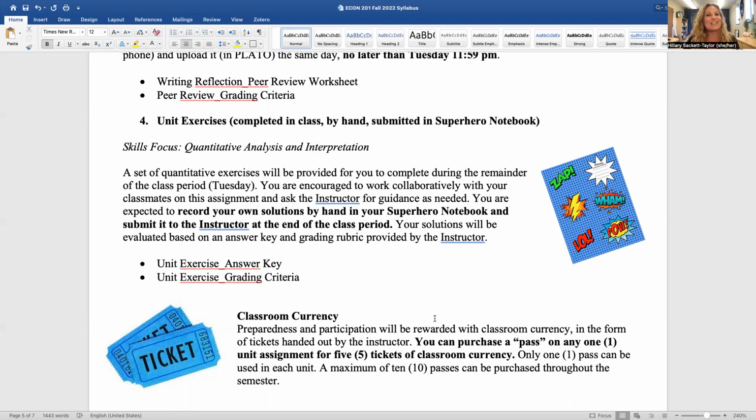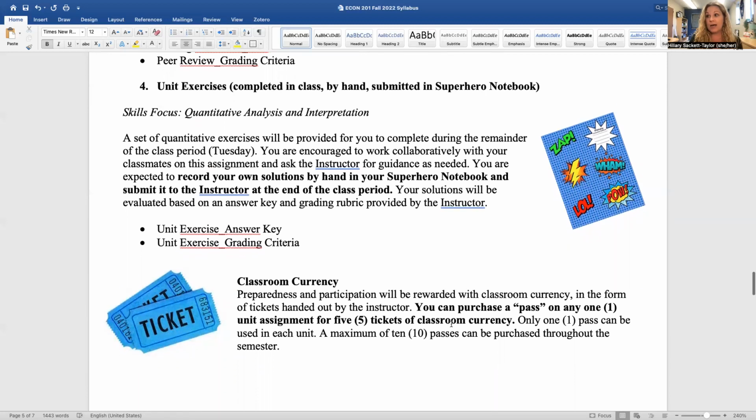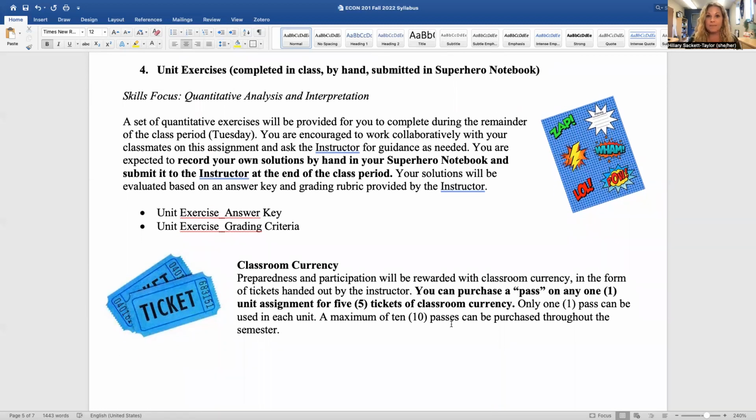Now, some of you who have taken classes with me before know about classroom currency. This is something that I invented a couple years ago and has really been a hit with my students. I bring tickets like the ones pictured here to class with me, and I hand them out to people who are showing preparedness and participation. So that means showing up on time, bringing the books that I ask you to bring, having finished the assignments that you were supposed to finish, and participating actively in classroom conversation and problem solving. I'll hand out tickets throughout class time to the people who are showing preparedness and participation.